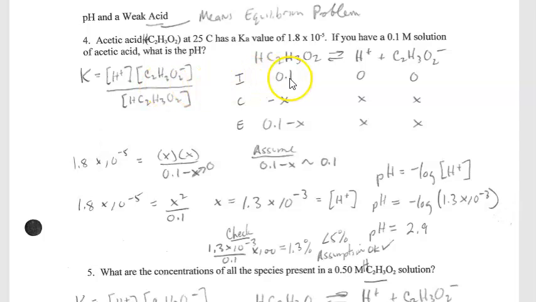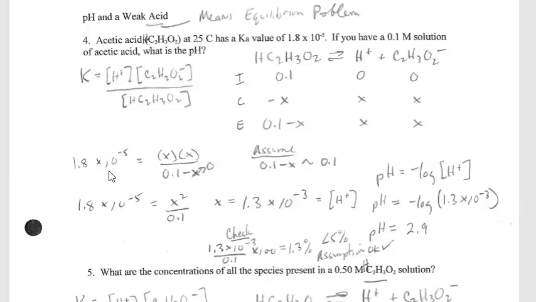We started with 0.1 of the acetic acid, no hydrogen ions, and no acetate ions. Then there was a change. We dropped in concentration of the acetic acid while building in the concentration of the hydrogen ion and the acetate ion. Then, once I got down here, my 0.1 minus x, my x and my x, now I'm going to go ahead and substitute that into the equilibrium expression. And remember, we have this Ka value.